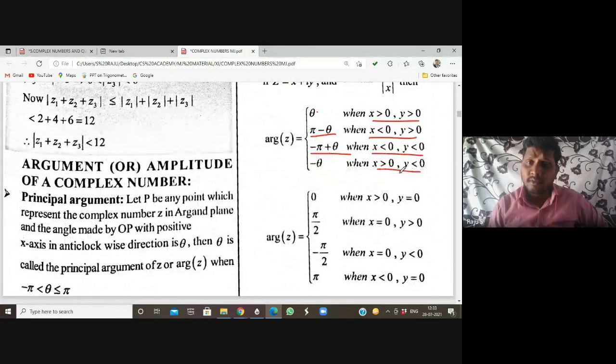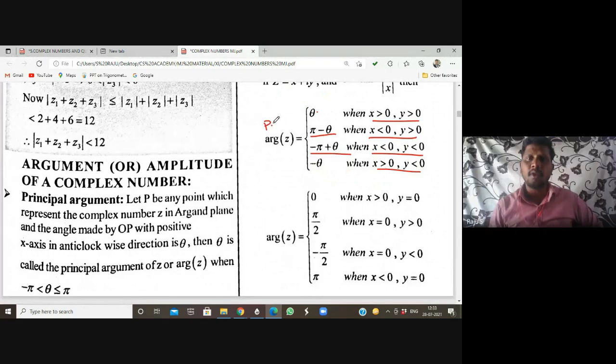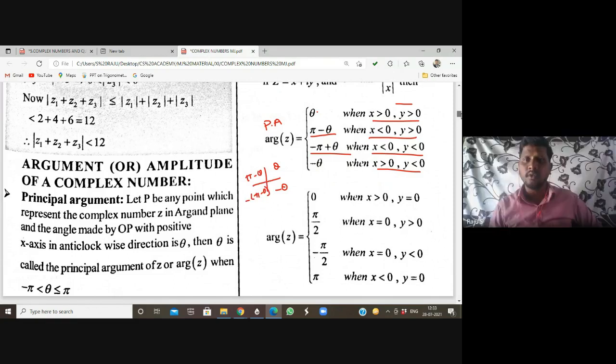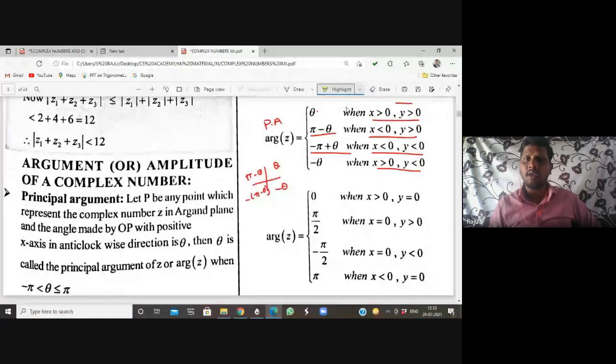Sir, is this for the least positive argument or the principal argument? Principal argument alone. See, in the first quadrant I have taken theta, here minus theta, pi minus theta. In the principal argument you will consider the third and fourth quadrants as negative. Yes, that's the reason. Whatever I have written is given here. When you take minus here, minus.